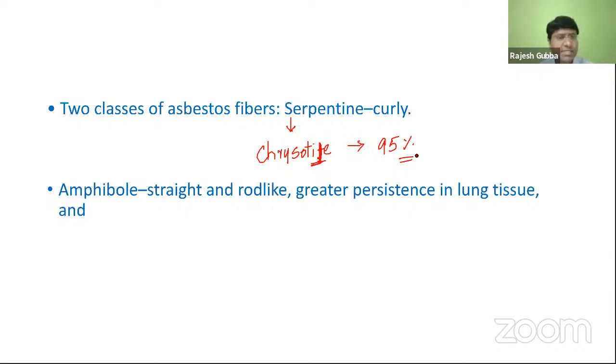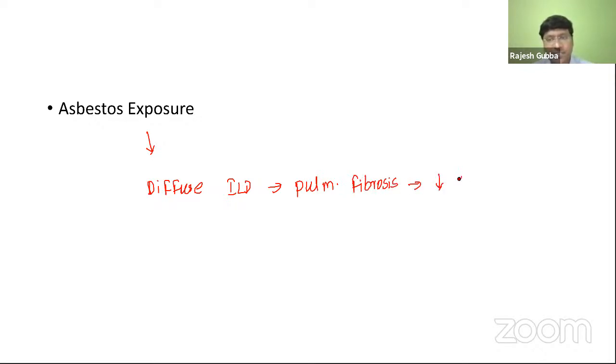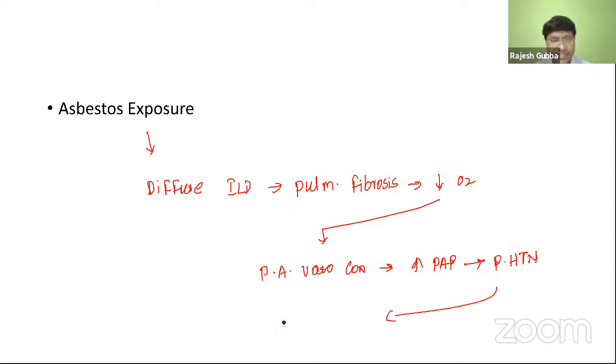Now, asbestosis will also cause interstitial lung disease. It refers to diffuse interstitial lung disease. So it will also cause pulmonary fibrosis. Once there is pulmonary fibrosis, the individual may land up in hypoxia, and this hypoxia will cause pulmonary artery vasoconstriction. Thereby there will be an increase in the pulmonary artery pressure that will result in pulmonary hypertension. Because of this pulmonary hypertension, the individual will land up in cor pulmonale.